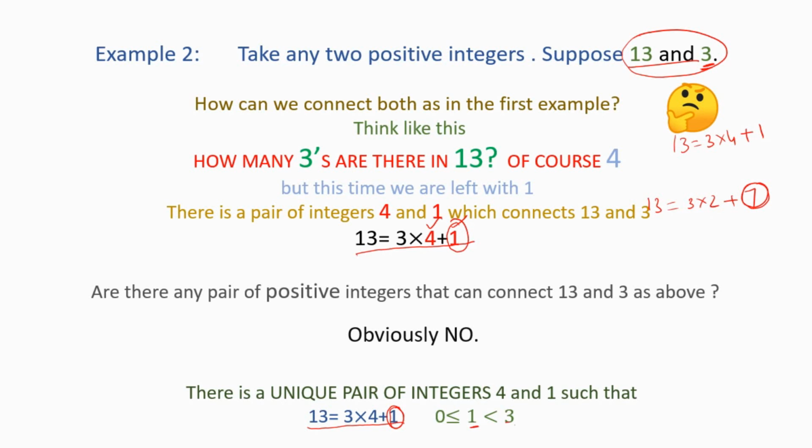Sometimes you get 0, nothing will be left. Sometimes something will be left, but the thing that has been left must be less than this particular number. You will understand in due course of time. I'm not using the exact words. Okay, for the final confirmation, let me take one more example.